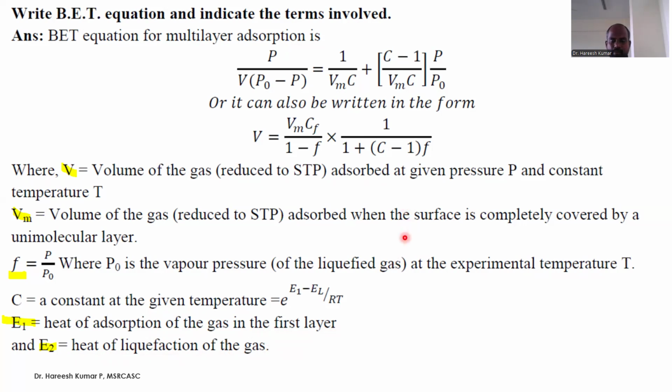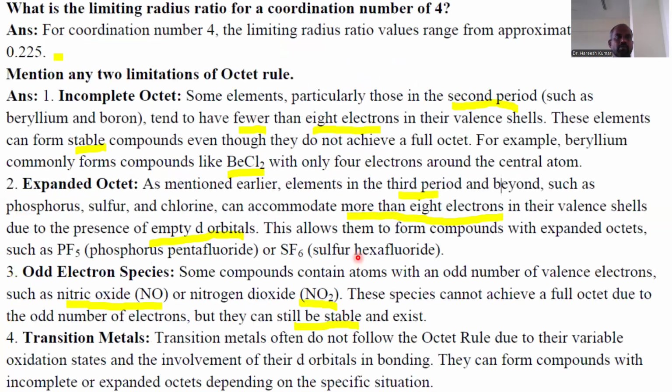So let's take one more question. What is the limiting radius ratio for a coordination number 4? For a coordination number 4, the limiting radius ratio ranges from approximately 0.155 to 0.225. Mention any two limitations of the octet rule.